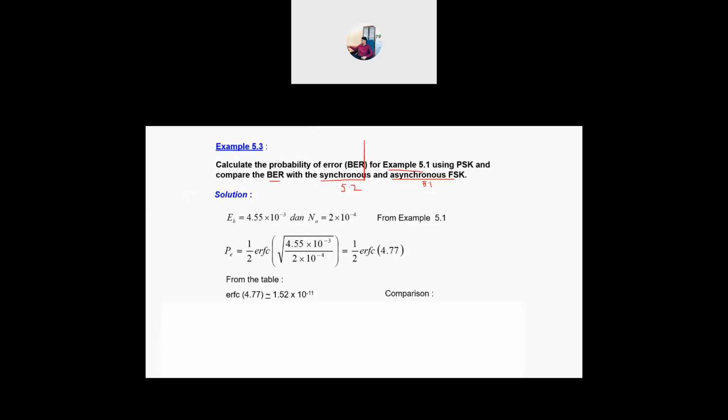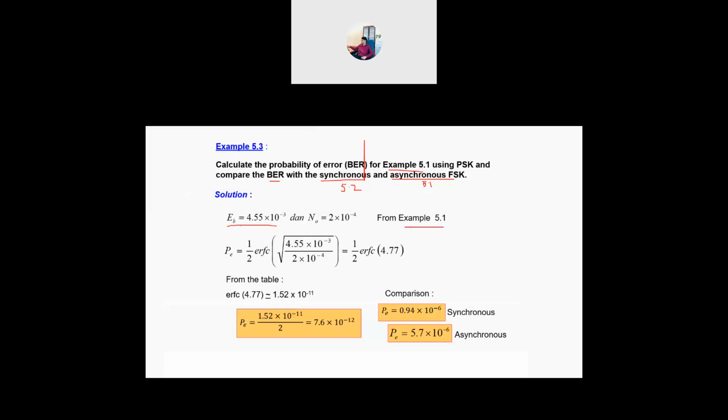Okay, so now we want to calculate the probability of error for example 5.1. I just opened the cover, and we directly discuss it. So this is what we saw from example 5.1. You get the Eb, energy per bit, 4.55 times 10 to the power of -3 joule, or 4.55 millijoule, and N0 equals 2 times 10 to the power of -4. This one is from example 5.2.